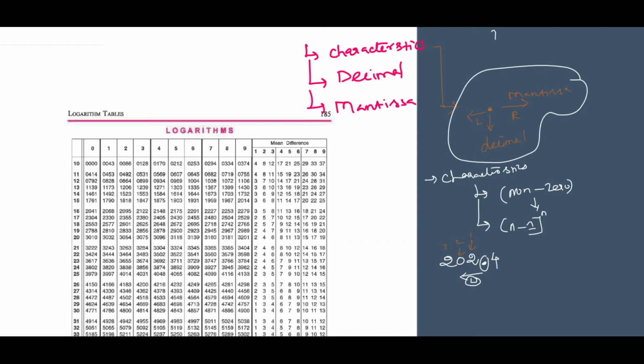Okay, if only 0 is there, it means no need to worry, so we can't consider it. But if 0 is in between the non-zero digits, we have to calculate it. That means we have to consider it. So here 3 digits are there, so finally the characteristic is 3 minus 1, which is equal to 2. So finally we have to write 2 point like that.